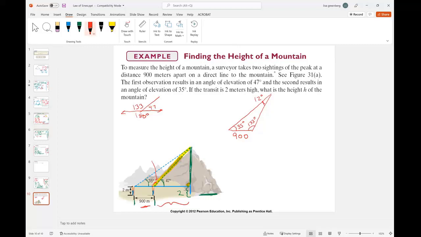So I already know what this is, right? So that's what 90 is, 137. So this is 43 degrees. So if I find that line that I've highlighted, which is the same as this, I have really everything I need to find the height. Do you see that?